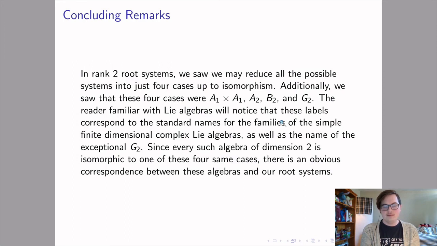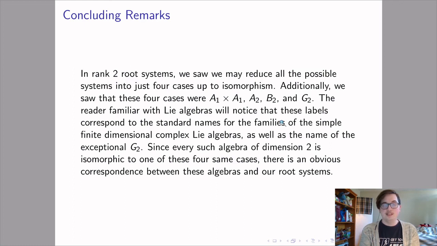Okay, so now for some concluding remarks. We saw that for all rank 2 root systems, we may reduce them to just 4 possible cases up to isomorphism. We saw that those cases were labeled A1 cross A1, A2, B2, and G2. And anyone familiar with Lie algebras would notice that those labels correspond exactly to the standard names for the families of the simple finite dimensional complex Lie algebras, as well as the name of the exceptional group G2.